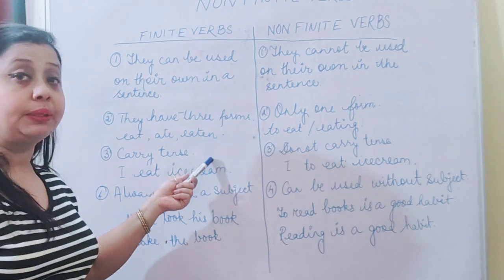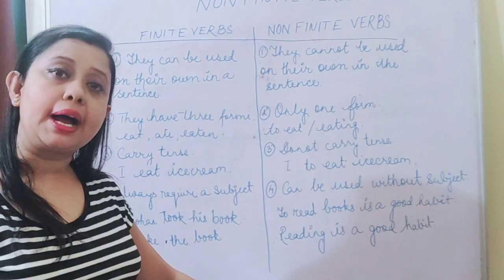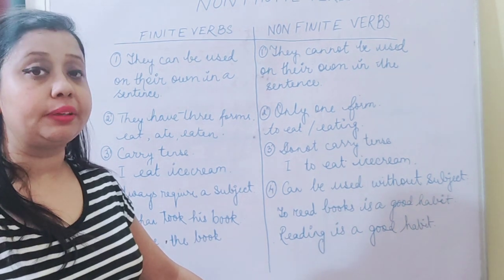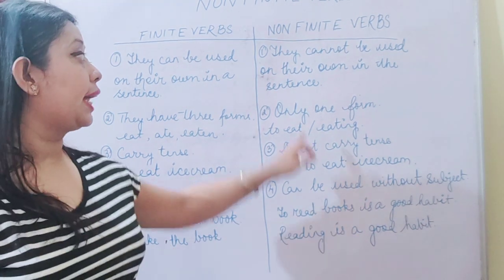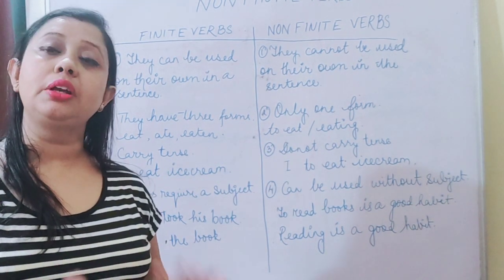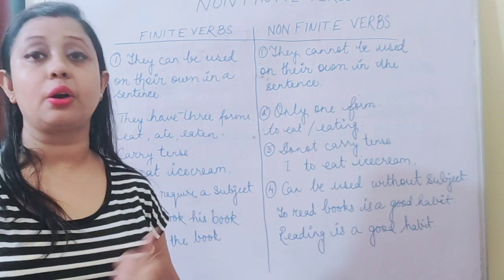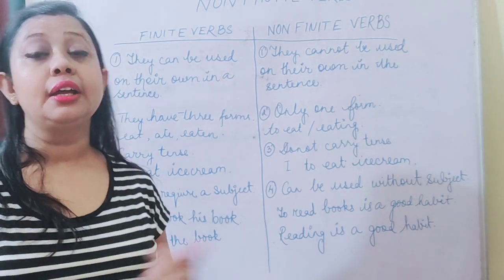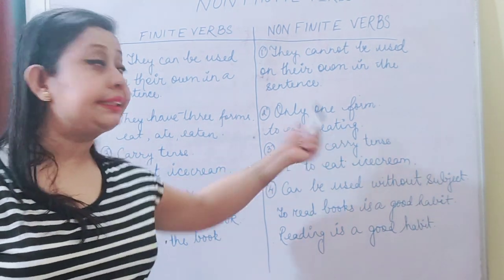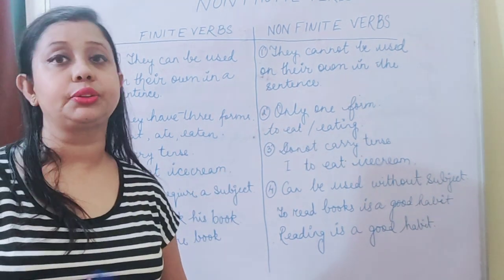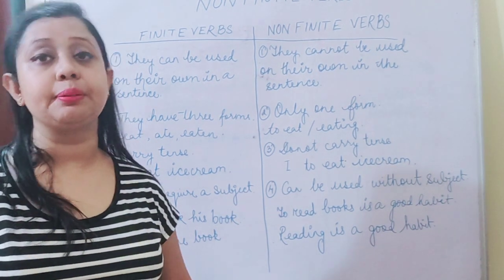I have given an example. That means finite verbs always have their present, past, and past participle forms. But non-finite verbs do not have. They have only one form. We can write I like to eat. I cannot write I like to ate, or I like to eaten. Similarly, if I use this eating as the non-finite verb, there also I cannot change the form of eating into past or past participle.